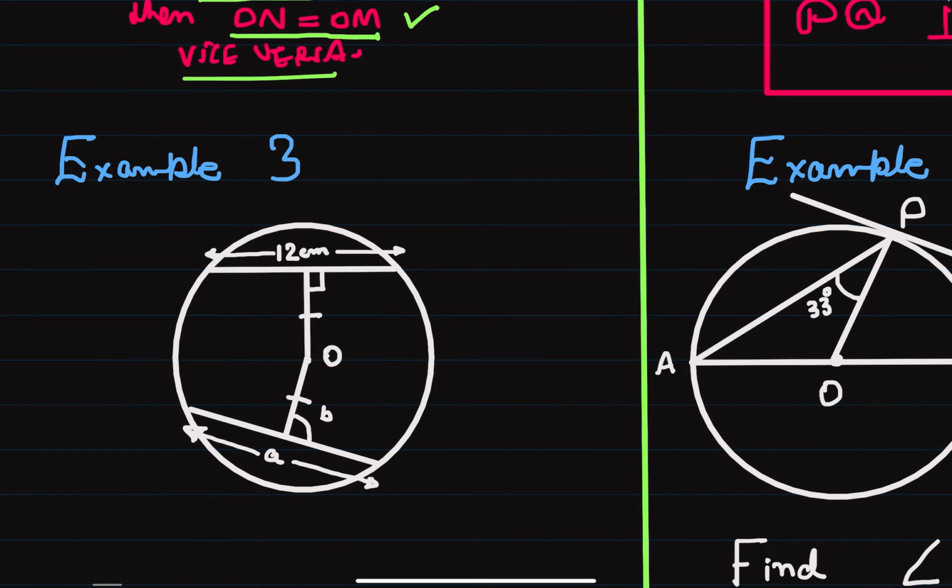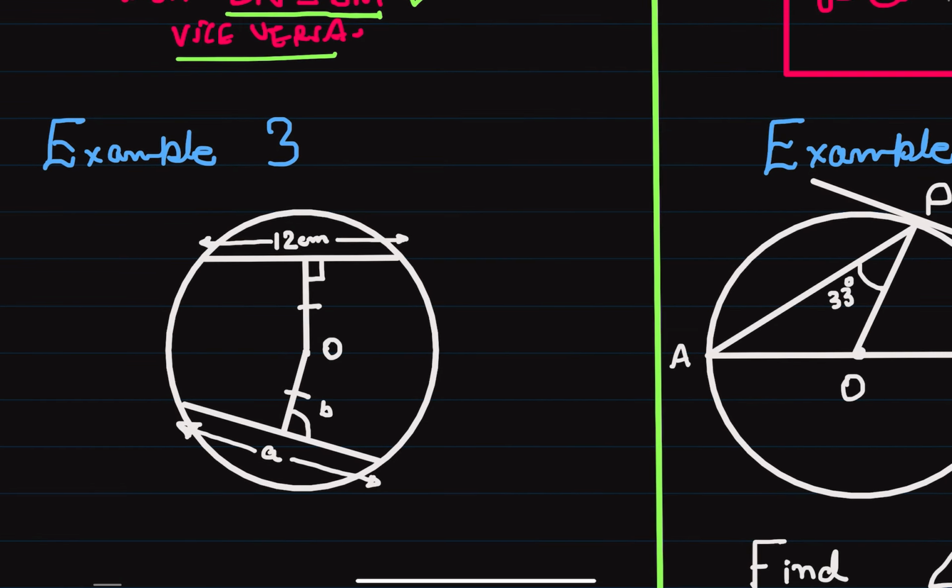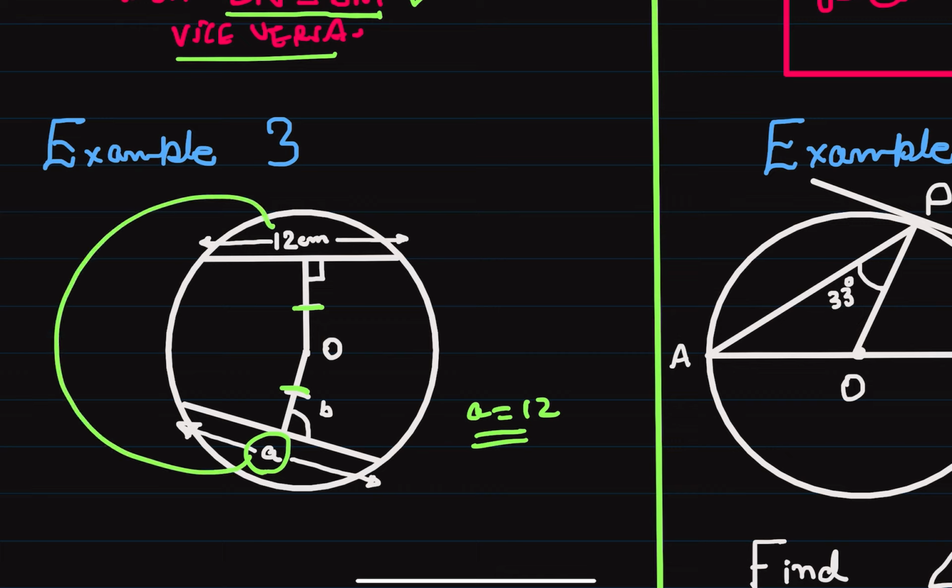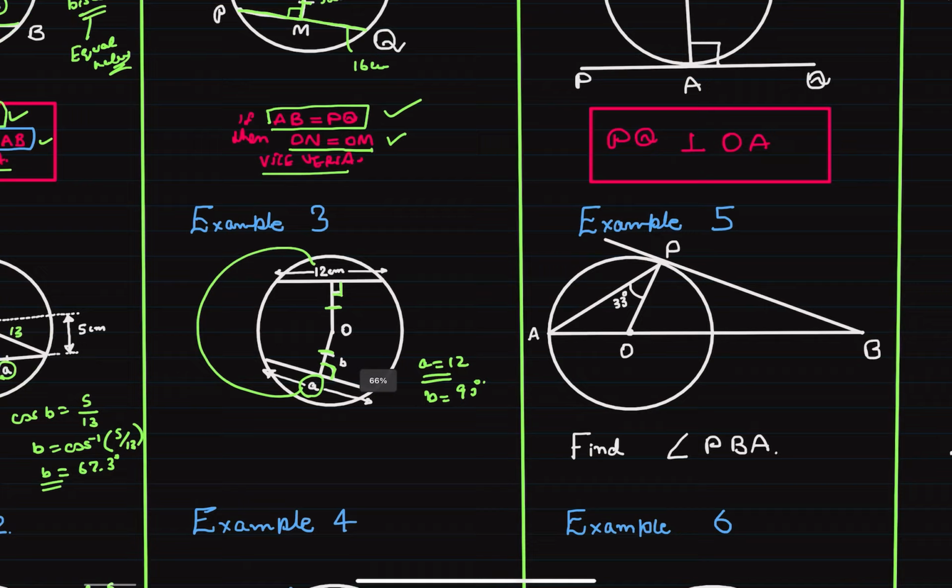So now look at this. These two chords, I can see that this sign and this sign indicate that these two chords have equal distance from the center. That means this A has no option but to equal 12, right? The length of these two chords should be the same. So this A is 12. And we need to work out this angle. If this angle is 90 degree, then for this B, there is no option but this angle is also 90 degree.